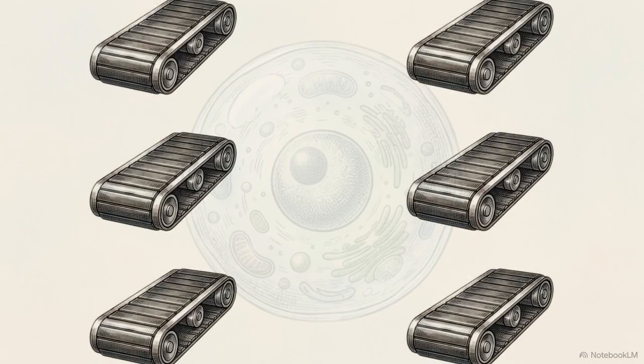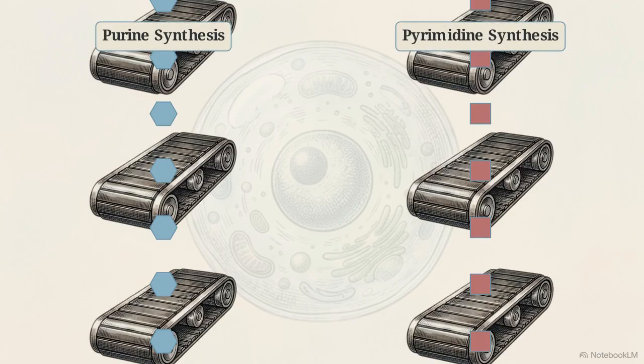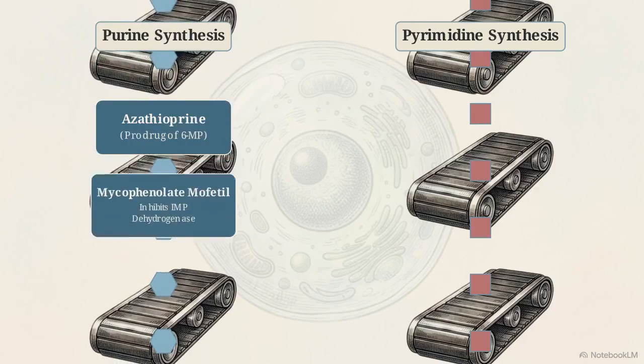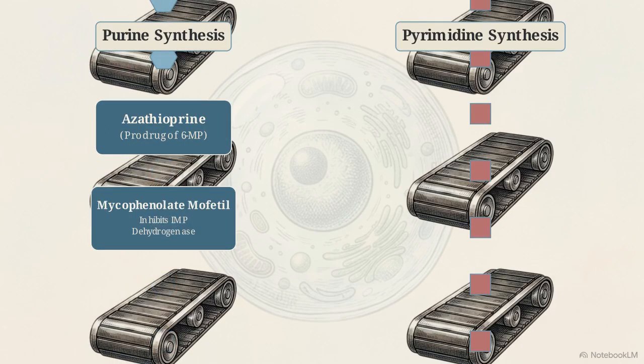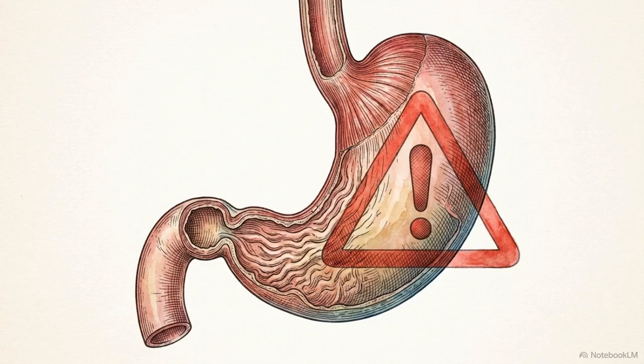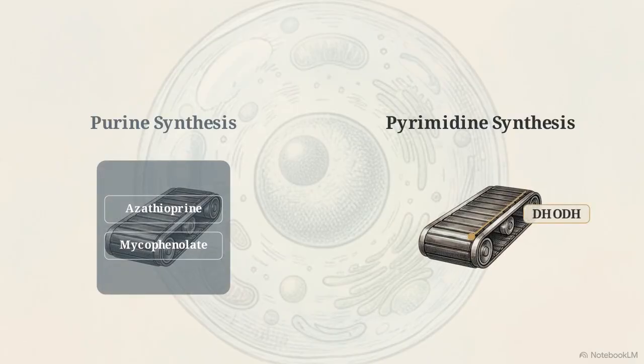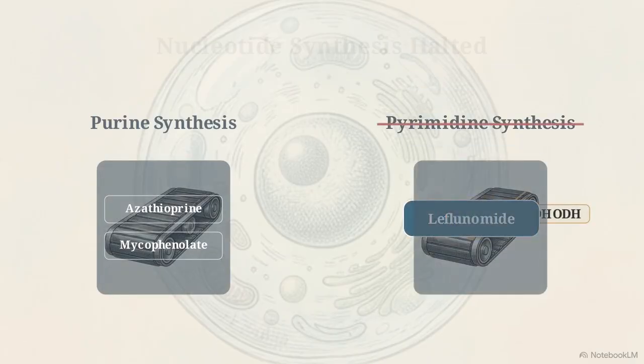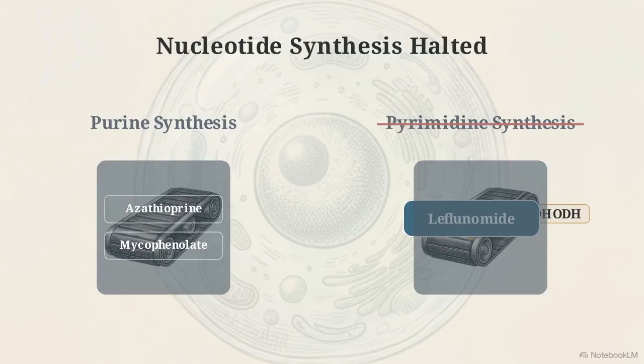We now shift to the cell's internal factory, the nucleotide assembly lines. To divide, a T-cell requires massive amounts of DNA, which requires synthesizing purines and pyrimidines. We can shut down the purine line directly. Azathioprine, the prodrug of 6-mercaptopurine, and mycophenolate target this pathway. Mycophenolate specifically inhibits inosine monophosphate dehydrogenase. It's a powerful first-line agent, though it often causes significant GI upset. On the opposite side of the factory, leflunomide blocks dihydroorotate dehydrogenase, shutting down pyrimidine synthesis.